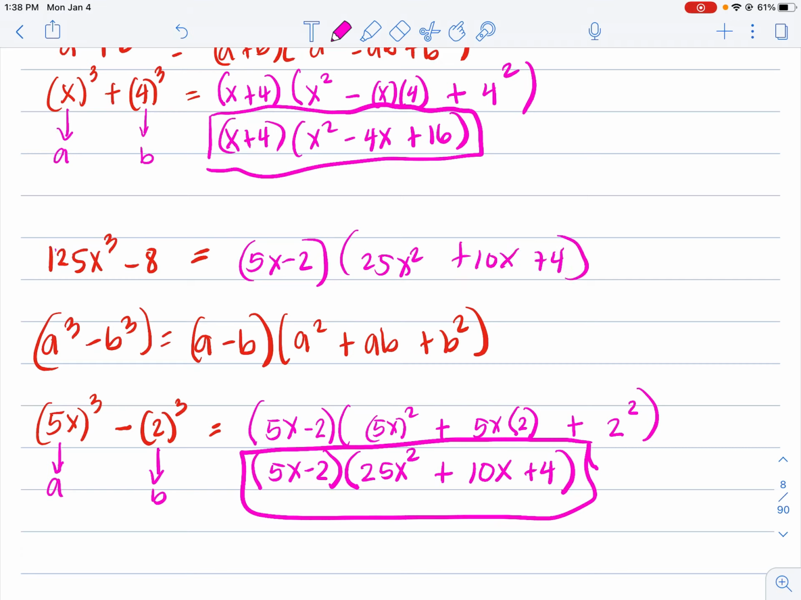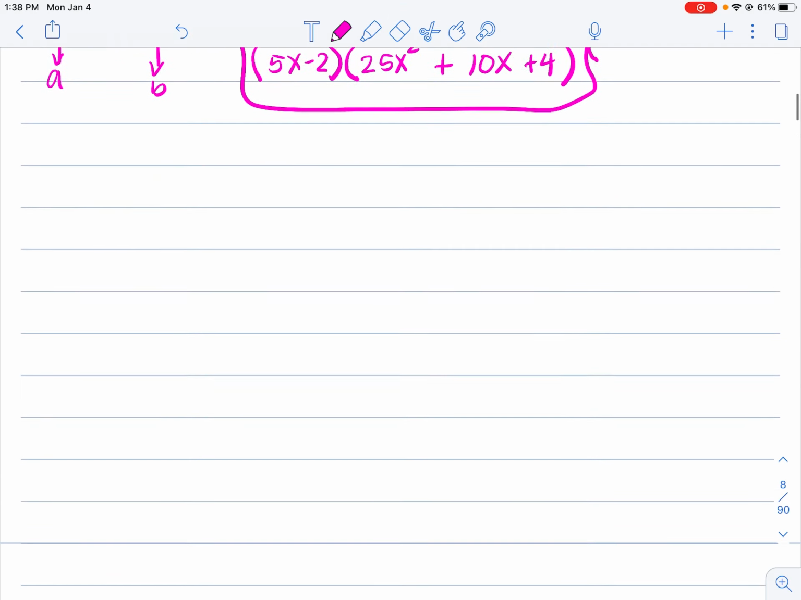So I would like you to remember that we are not solving for the value of x in here. We are mainly factoring the polynomial that is given to us using the sum and difference of cubes. Okay? Do you think that's enough examples? Let's have 2 more examples.